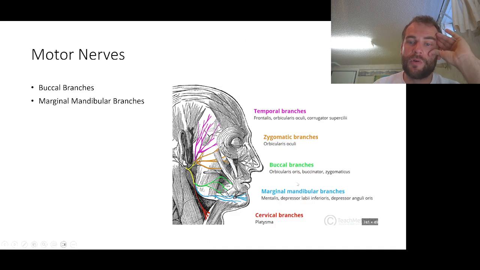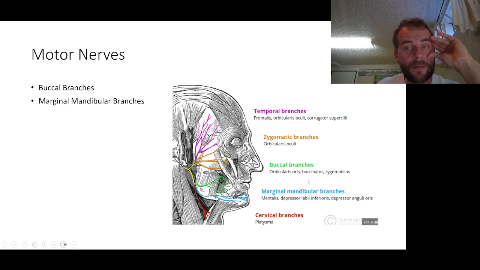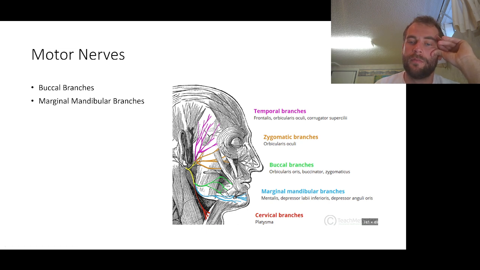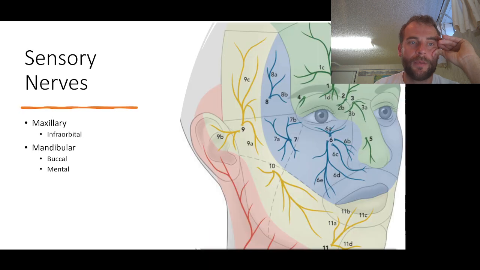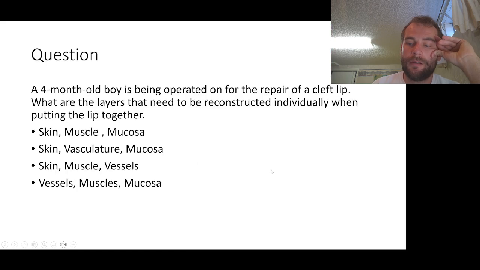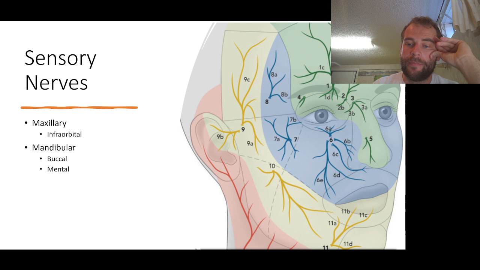Nerves, buccal branches and the marginal mandibular branches are giving you that. Again, this is all cranial nerve 7. Platysma is cervical branches, but that's not mouth. Sensory nerves of your mouth, you're going to see cranial nerve 5, maxillary and mandibular. So the infraorbital is going to do your upper lip, and then the mental and buccal branches of your mandibular are going to give you more of the lower and lateral lip.